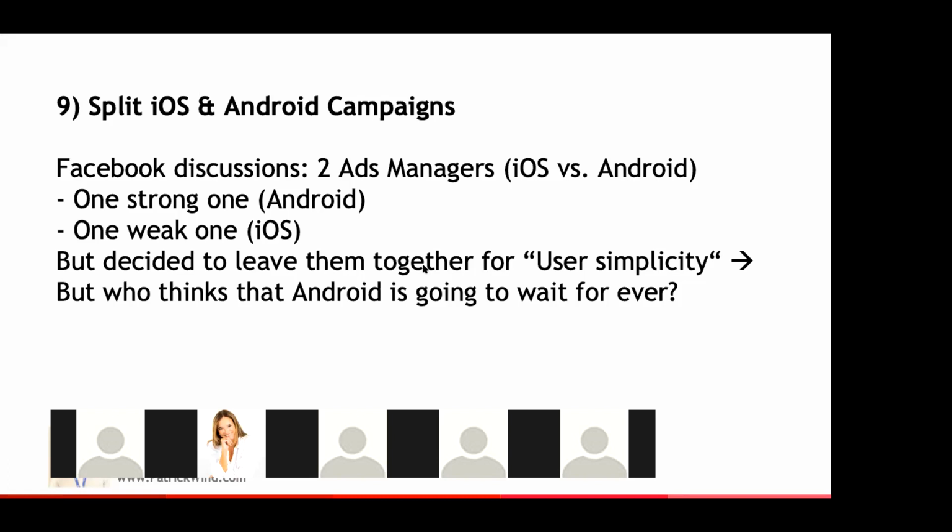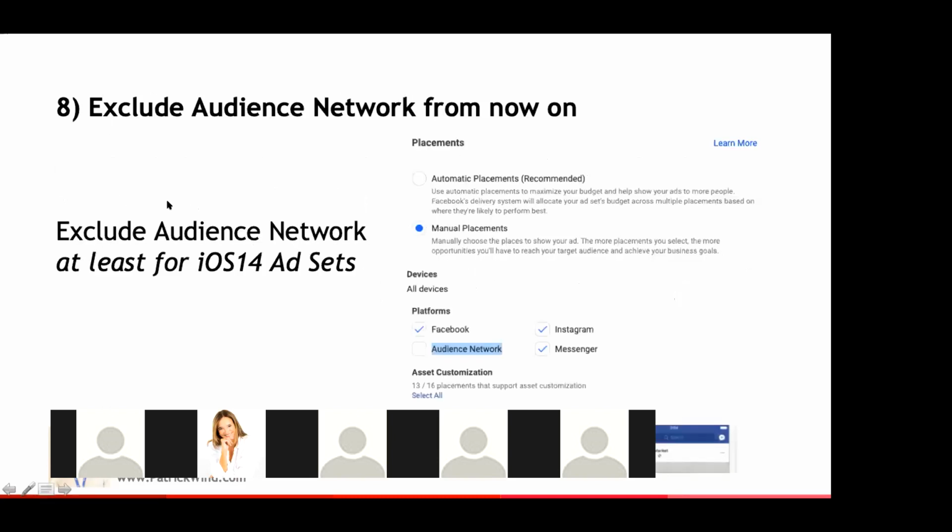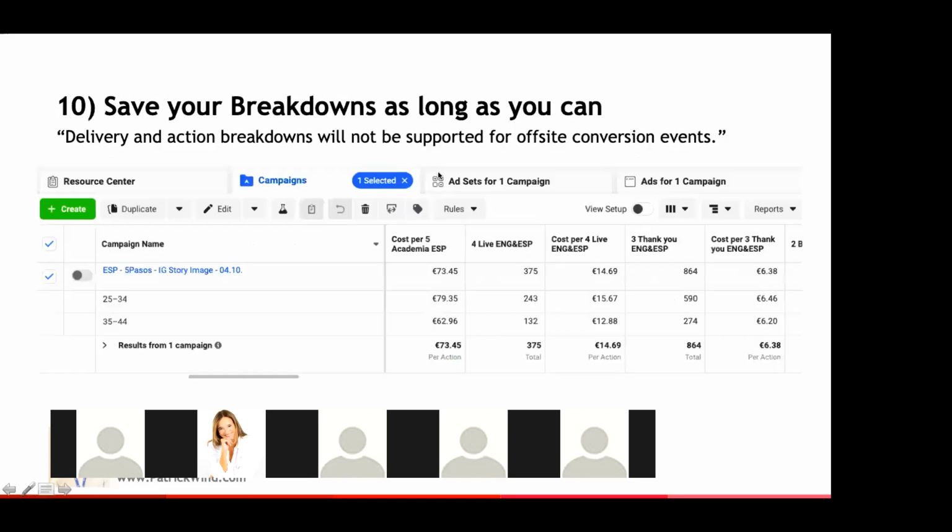However, we as advertisers could make use of all the data that Android still generates right now. And therefore, why not split up your iOS campaigns and your Android campaigns? Something that I heavily test right now: if you split them up, you can easily exclude Audience Network, for example, for the iOS campaigns.